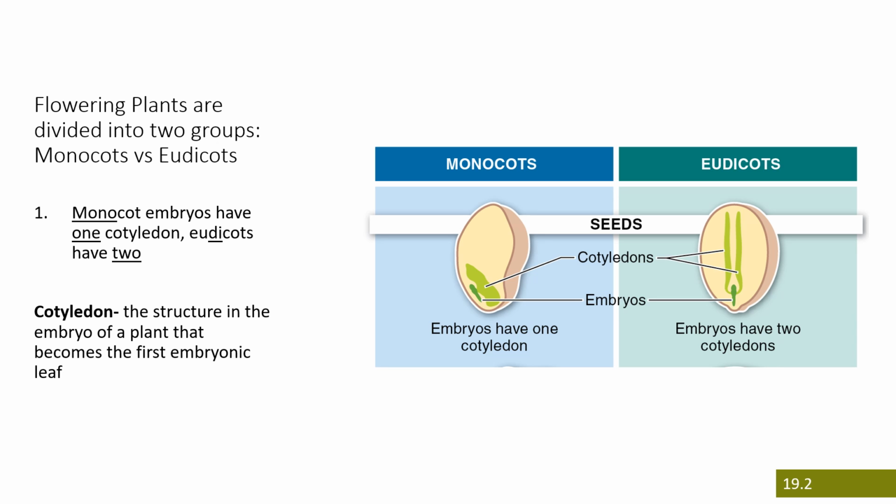In monocots, the embryo has 1 cotyledon. In eudicots, it has 2. You can remember this because mono means 1, so monocots only have 1 cotyledon.